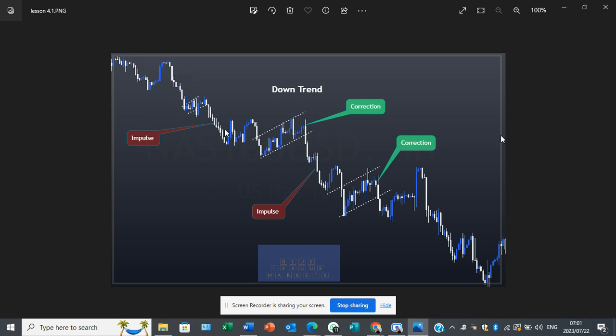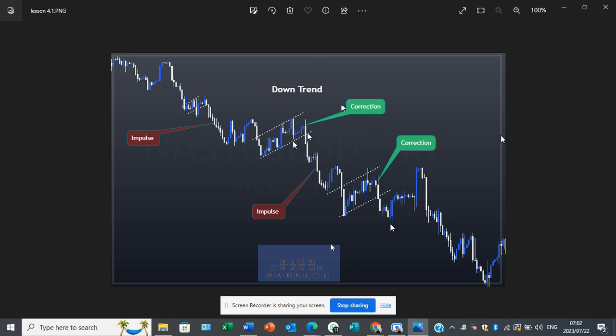You have an impulsive move. It will be shown by big engulfing candles, and you have a correction. A correction would be like this. So as you can see, it's a downtrend, but it keeps on having an uptrend. That's what we call a correction. Then this becomes an impulse because now these are big engulfing candles.